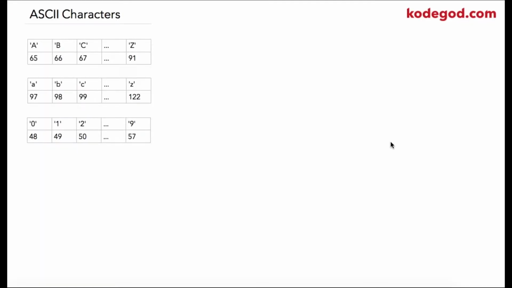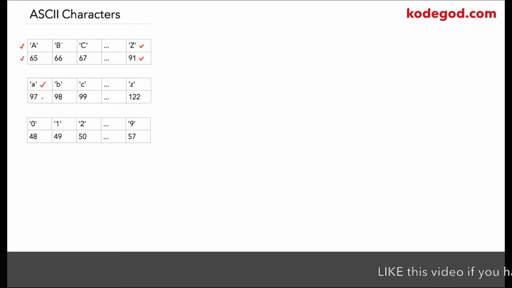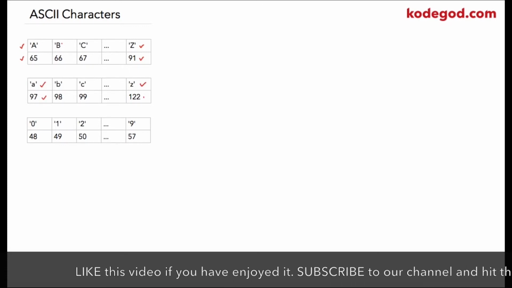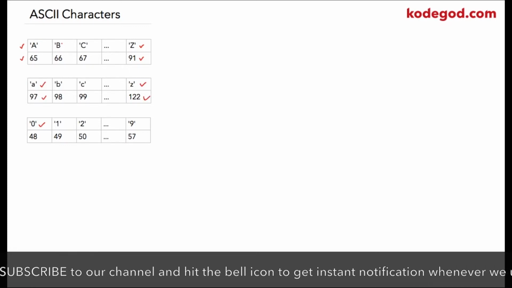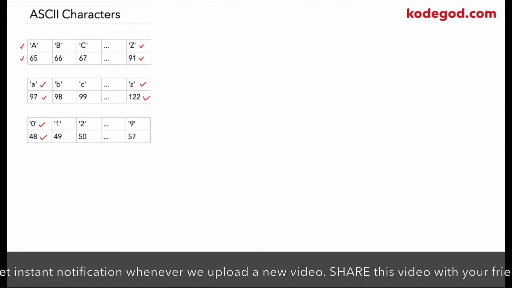Before we jump right into writing programs, let us revise or discuss again ASCII characters. So capital A as a character has the equivalent integer value 65, B has the equivalent integer value 66, and so on. So capital Z is 91. Also small a is 97 and small z is 122. Digit 0 as a character symbol has the integer value 48, and so on. Digit 9 has 57 as its integer value.